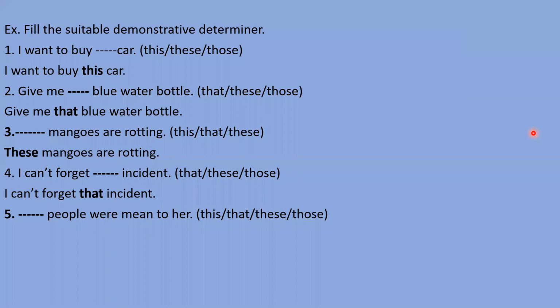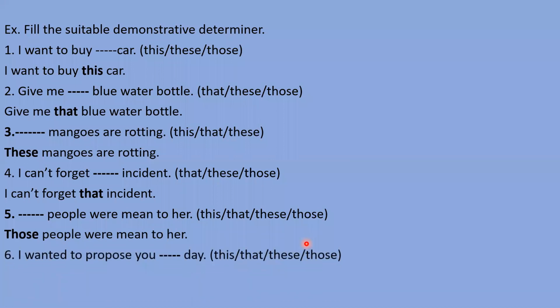Because things are considered at a distance, meaning a distance in time, not in space. So that's why those is the right answer there. Those people were mean to her, right? Good answer. Come on, the second: I wanted to propose you this, that, those, these. What can be the answer?